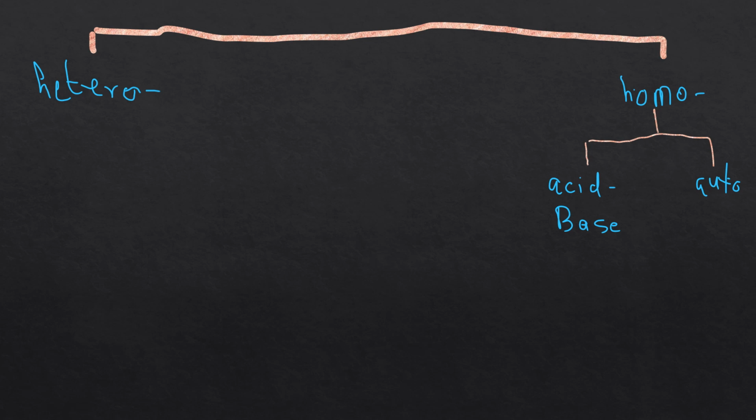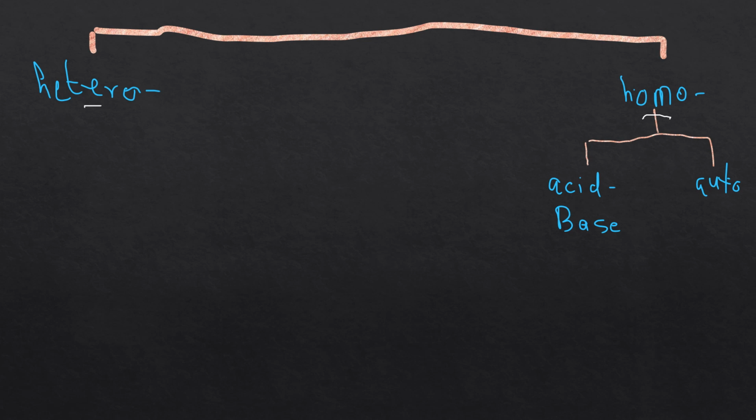Let me tell you the basic introduction of the catalyst. The catalyst is a substance that increases the rate of reaction or decreases the rate of reaction, but it is neither part of the reactant nor the product. The catalyst has two classes known as heterogeneous and homogeneous catalysis.